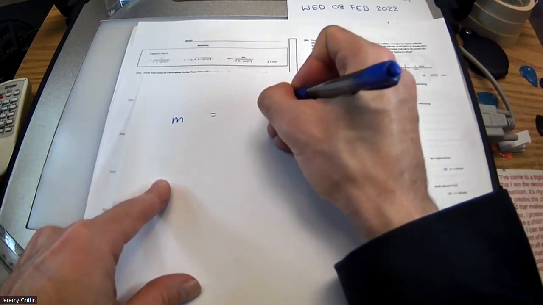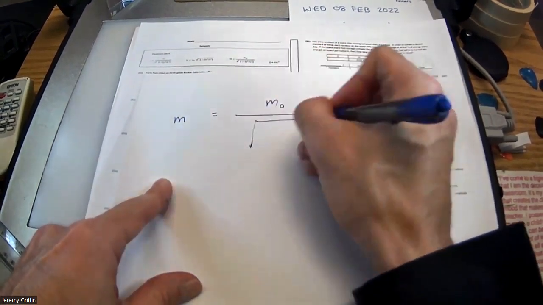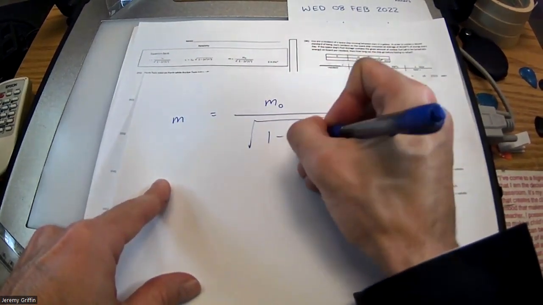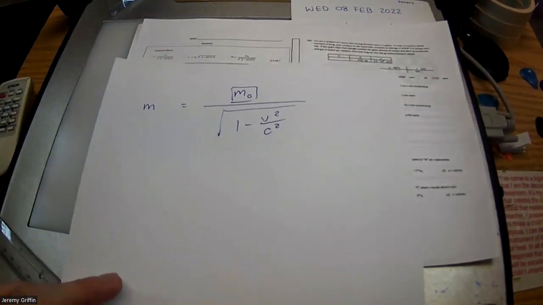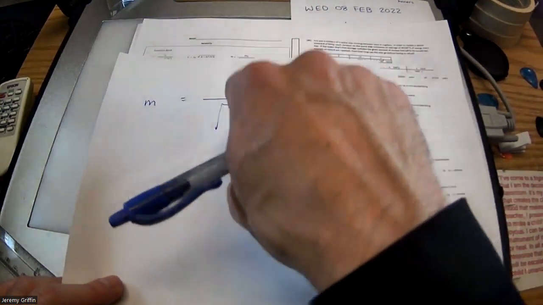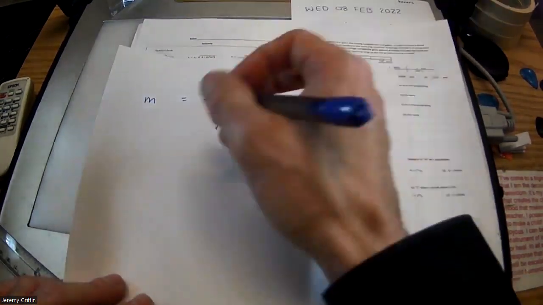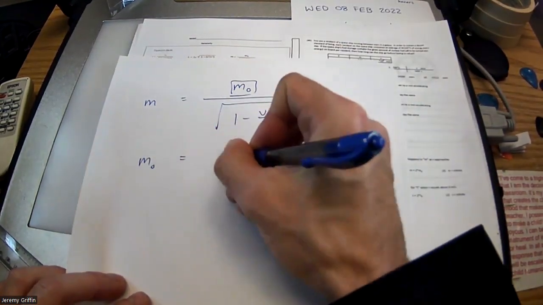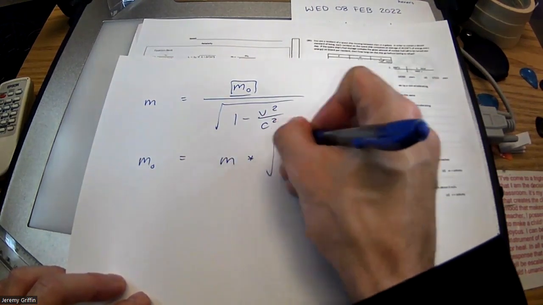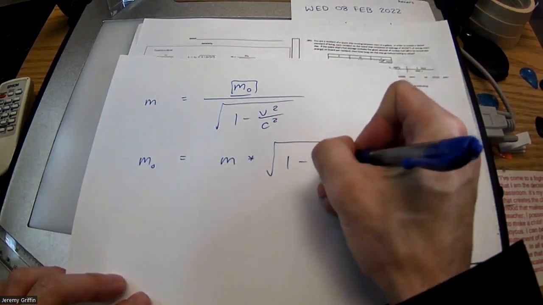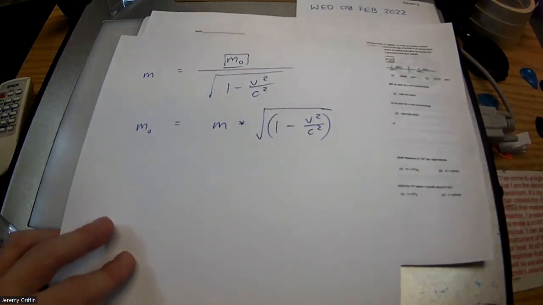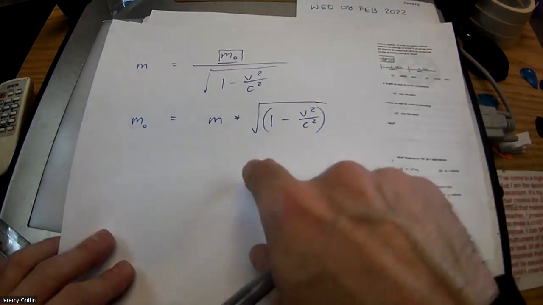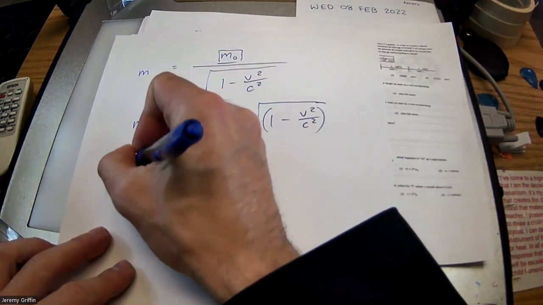So dilated mass is equal to rest mass divided by the Lorentz factor. You're solving for the rest mass in this case. So there's going to be one algebra step, and that's to take this Lorentz factor and cross multiply it up. So wouldn't the rest mass be equal to the dilated mass multiplied by the square root? Wouldn't that be true? Okay, and then just plug stuff in.